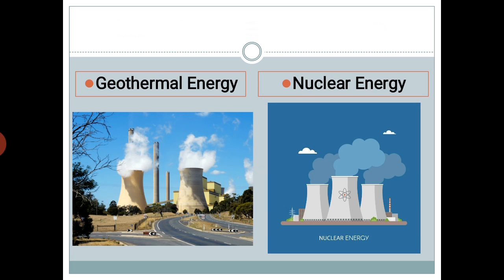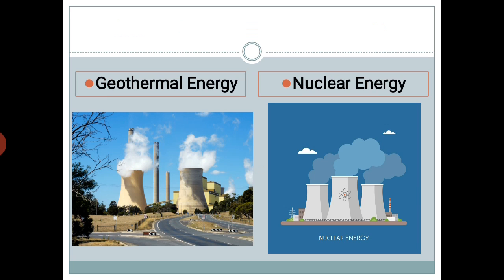Students, basically, this energy is used in cold storage plants, industries, and for domestic purposes. In India, Manikaran in Himachal Pradesh is famous for harnessing geothermal energy. So this is the most important non-conventional source of energy.